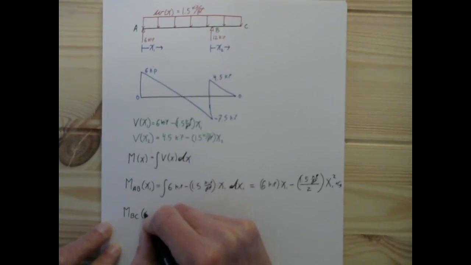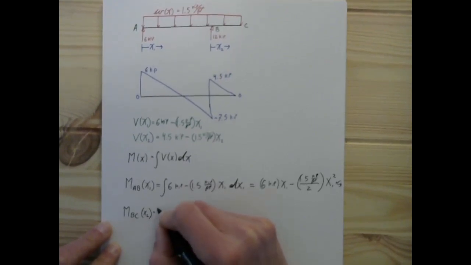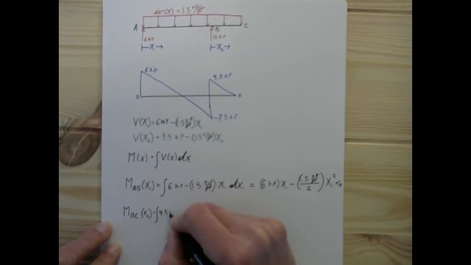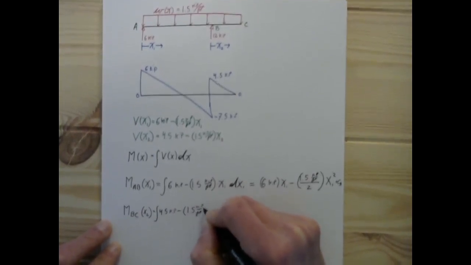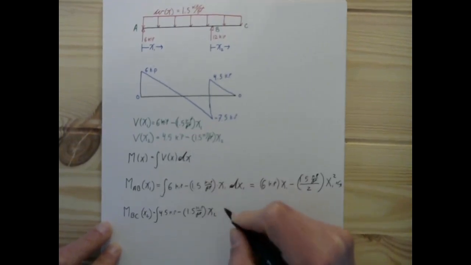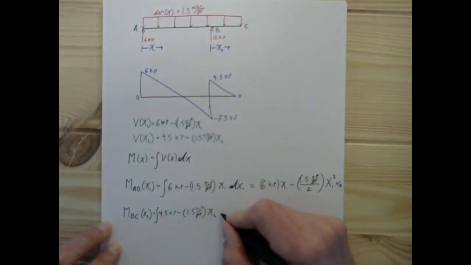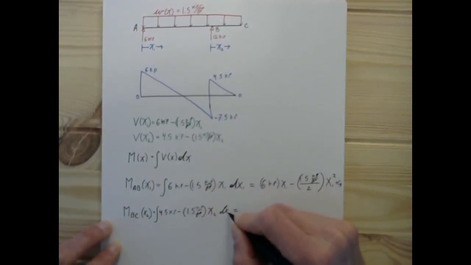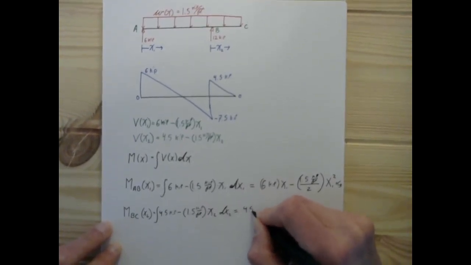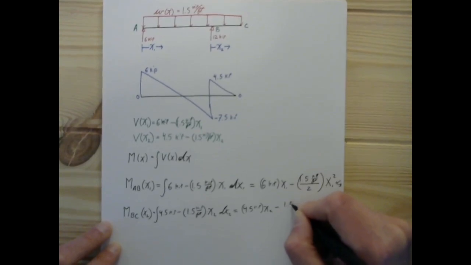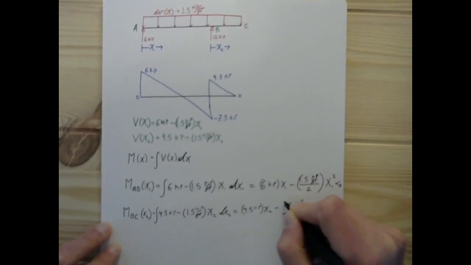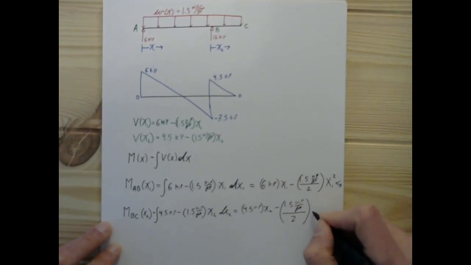And from B to C, which is going to be a function of x as well, that will be the integral of 4.5 kips minus 1.5 kips per foot times, this time it's x2, starting over at B, which is going to be positive 4.5 kips x2 minus 1.5 kip per foot divided by 2 x2 squared plus another constant of integration.